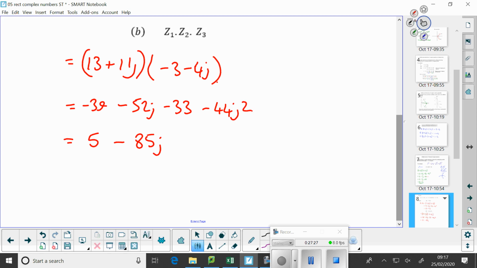So multiplying two Cartesian or rectangular complex numbers together is relatively simple. We must remember that one fact, j squared is equal to minus 1. That has the effect of changing this sign, in this case from positive to negative, and it gets rid of that j squared sign. Alright? Everyone happy with that?